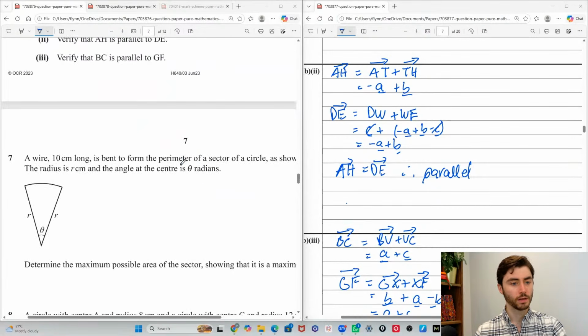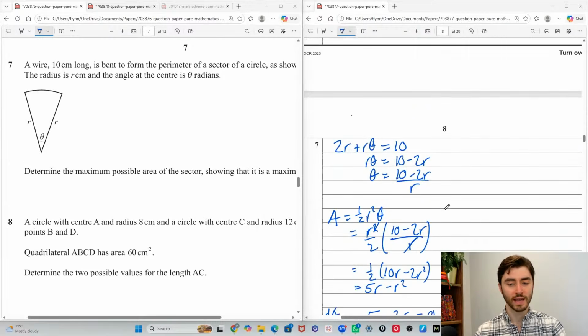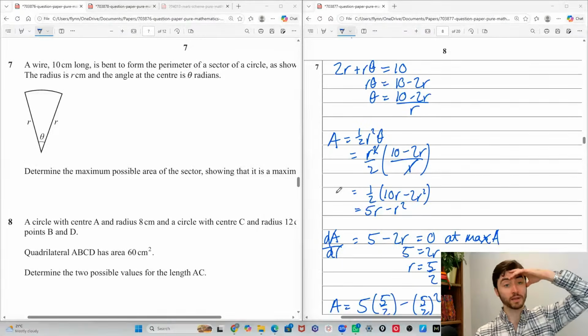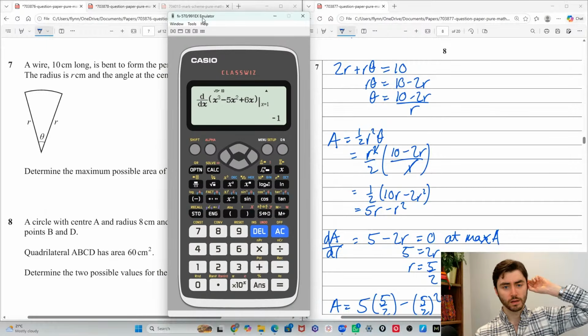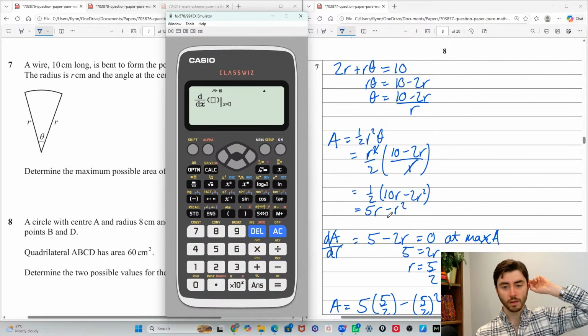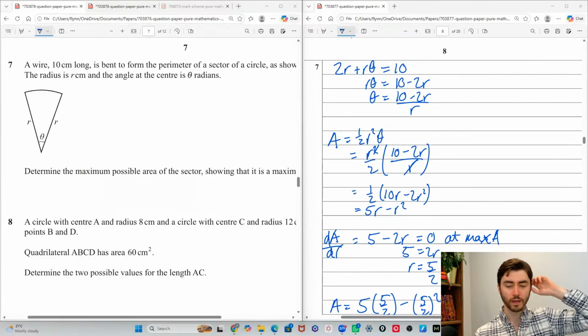Now 7, I'm also very satisfied with. I love a good optimization problem. So determine the max area. Okay, so let me just make sure my 5x minus x squared. Let me make sure the gradient does equal 0 at 2.5, and it does. Did I set this up correctly? Actually, hold on, let me make sure I set this up correctly.